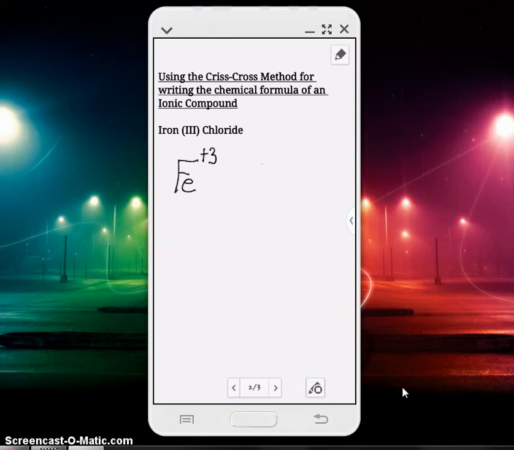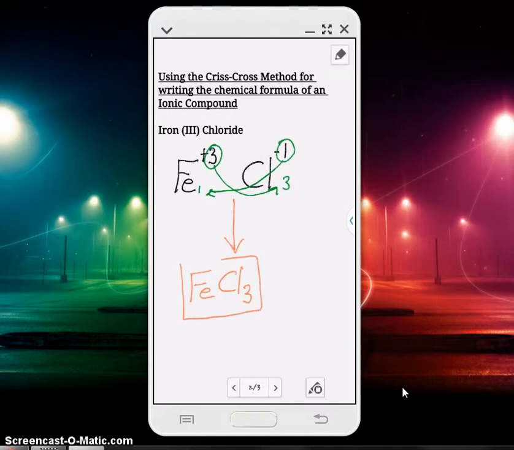So iron +3, chloride -1. So crisscross. You need 3 chloride ions and 1 iron ion. But just like in algebra, we don't put 1x. You're not going to put iron 1. That's unnecessary. So you just put the 1 iron ion, Fe, and 3 chloride ions. And that cancels out all of the electrical charges to 0.